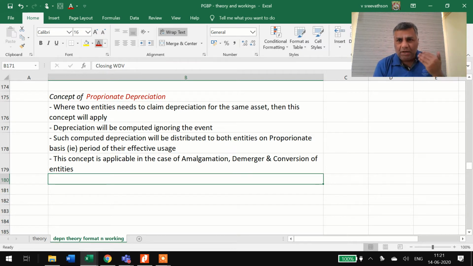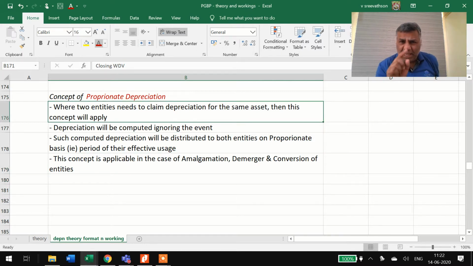A partnership firm is converted into a company during the course of the year. Then up to a particular point of time, the firm should claim. Beyond that, the company should claim. So, where two entities need to claim depreciation for the same asset, this concept will apply. Depreciation will be computed ignoring whatever may be the event, be it amalgamation, conversion, demerger, whatever.